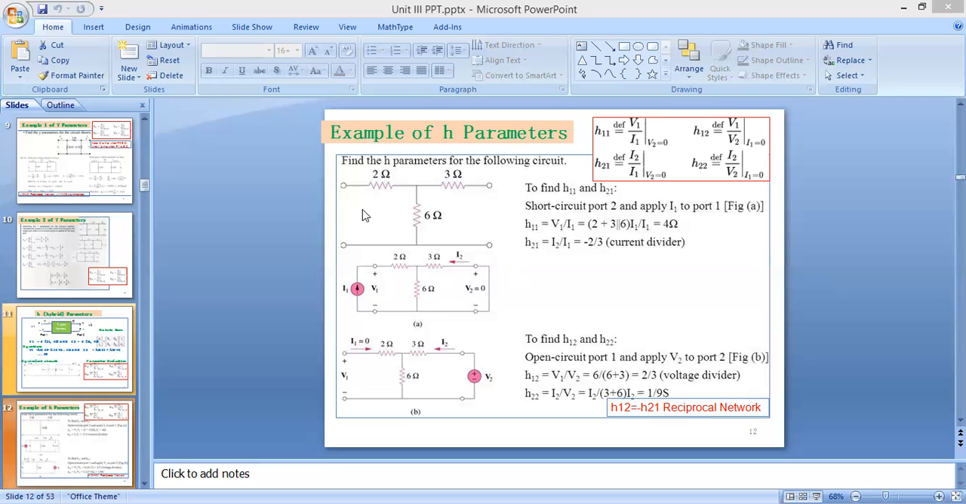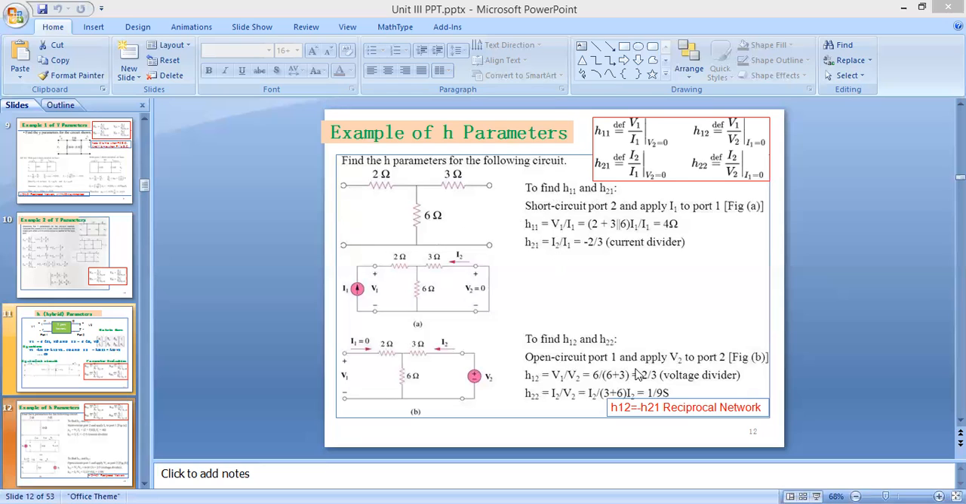At that time, you will get the value of H11 and H2. And what we have to do here is derive the H parameters. When we derive H parameters, at that time port 1 will be considered as a Thevenin and port 2 will be considered as a Norton. So when we have to derive H11 and H21, at that time we can consider voltage here and we can make port 2 short circuit. Port 2 को हम short करेंगे.